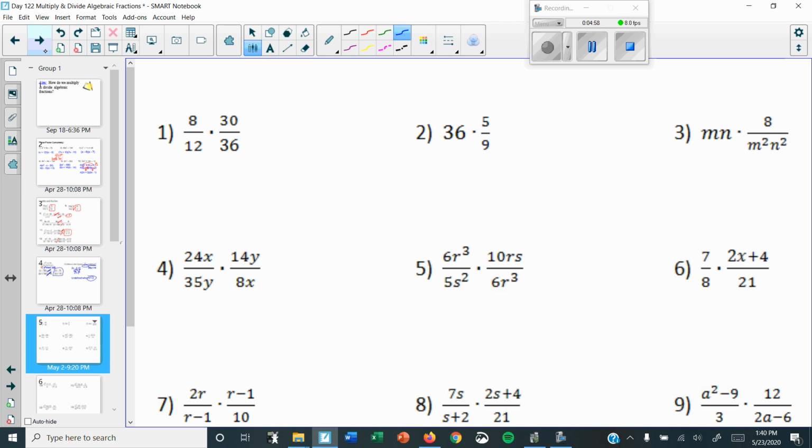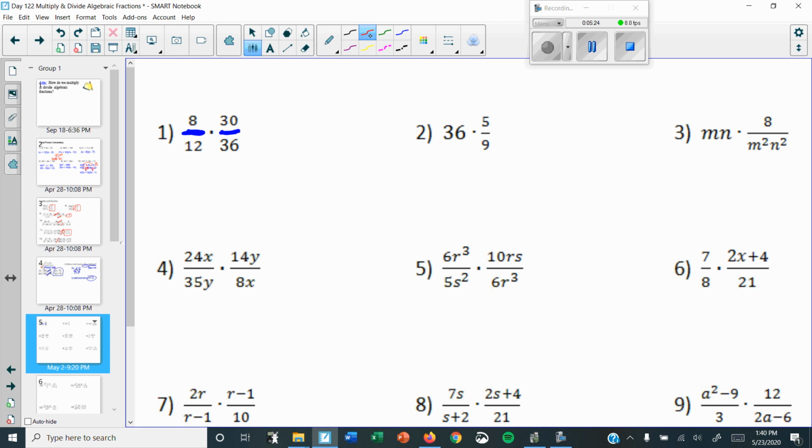For number 1, the rule is, when you multiply, think of the fraction, the two numerators, as an extension of each other. Anything is fair game. So you could just do 8 times 30, 12 times 36. Now, a lot of kids go, oh, is this cross multiplying? No, that's for proportions when there's an equal sign in the middle. Again, anything is fair game.